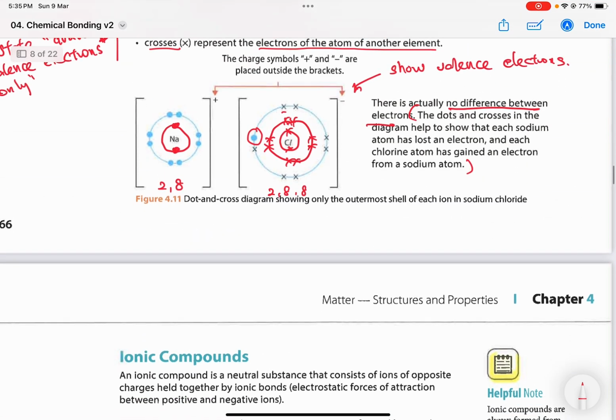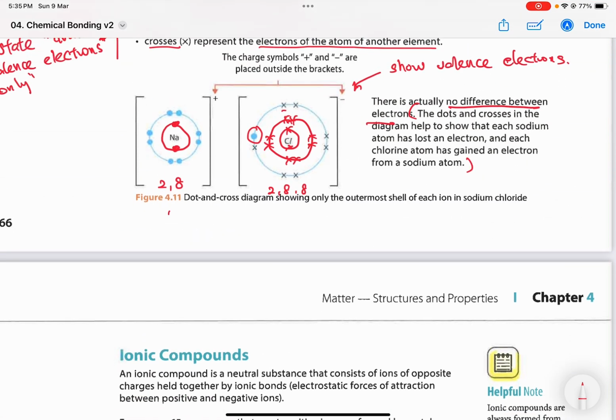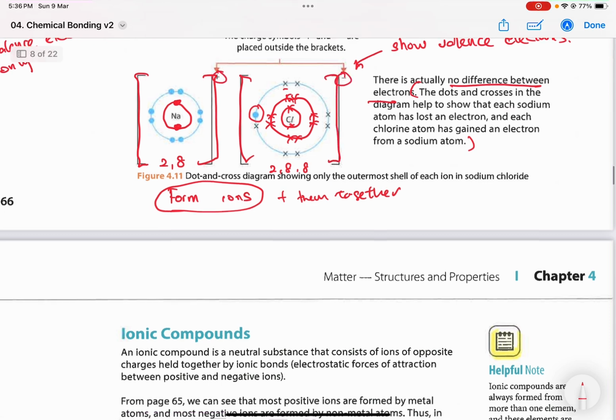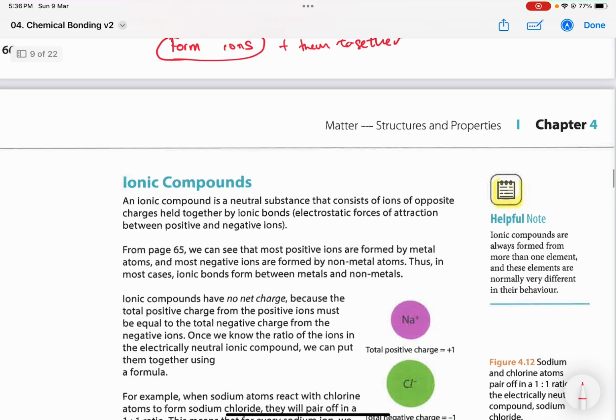Drawing wise, I think you just need to be able to form ions, and then you just link them together. Okay, so after you know how to draw the ions already, then you just need to add them together. Okay, that's your typical dot and cross diagram. I want to emphasize again, take note, because they're ions, you always have the square bracket. And next thing, the charges are always on the outside. Okay, next. Now, ionic compounds are usually neutral substances.